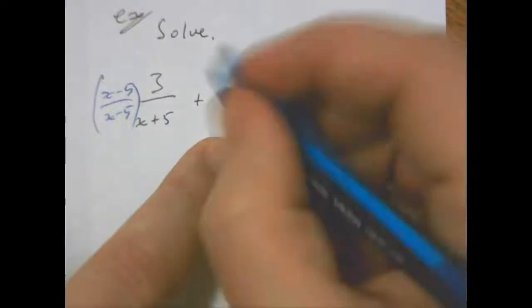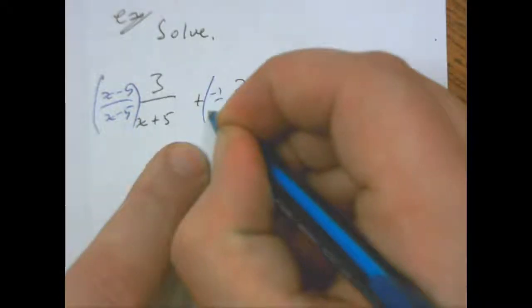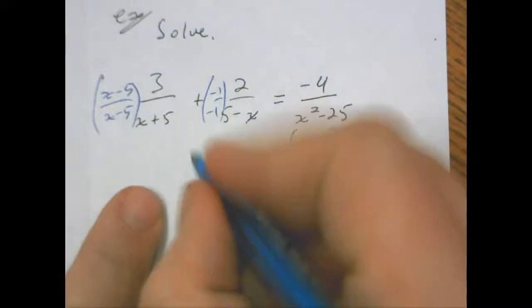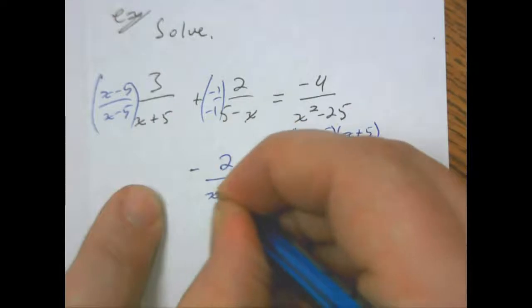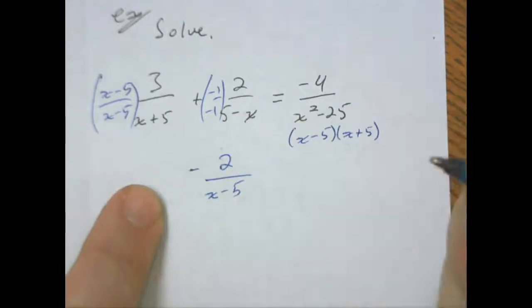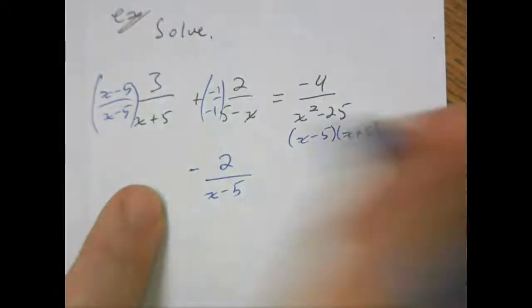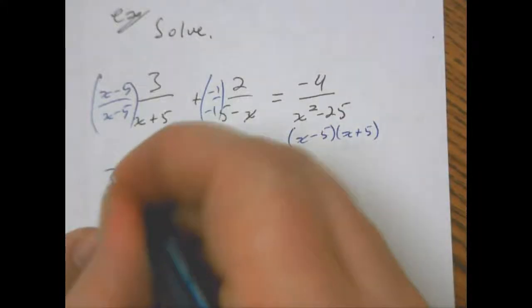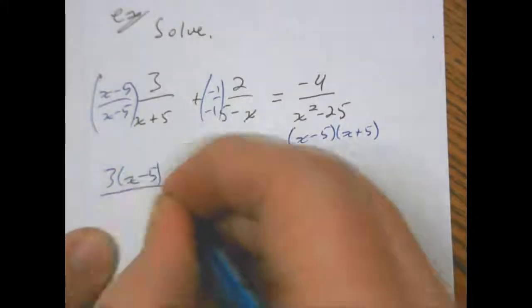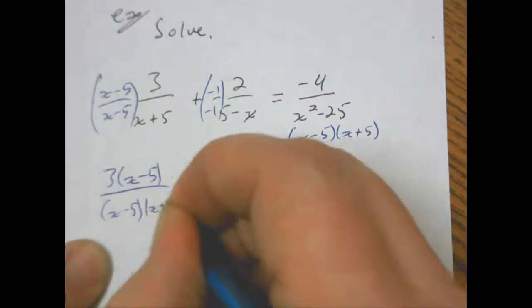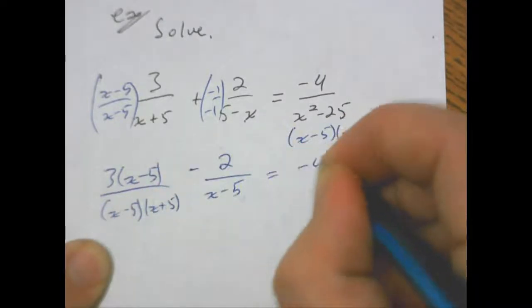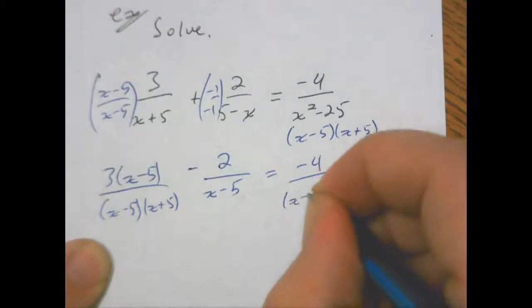Well, here's a trick that we can pull sometimes. If I multiply by negative 1 and negative 1, that changes this one to minus 2 over x minus 5. So it essentially changes the signs that they are on. And this is still 3 times x minus 5 over x minus 5 times x plus 5 equals negative 4 over x minus 5 times x plus 5.